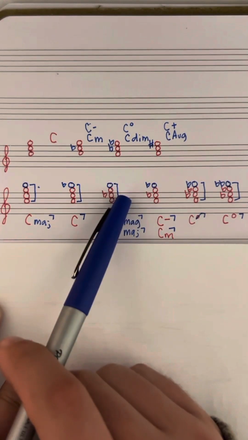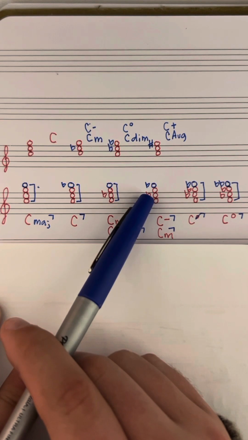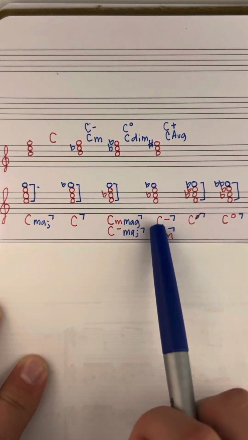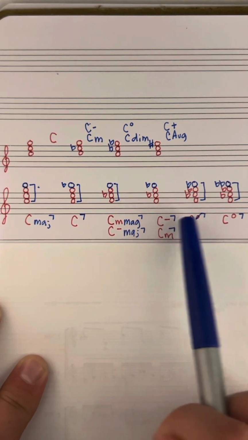Same goes for minor 7th. We have C minor triad with a minor 7th on top. So that's C minor with a minor 7.